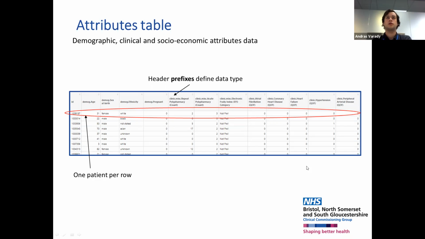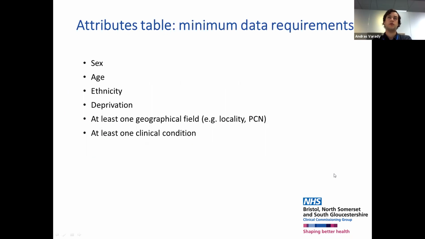We've tried to make this table as compact as possible, but the minimum data that we do need to include for the ExploreR to work is information about sex, age, ethnicity, deprivation, at least one geographical field, so this could be anything from PCNs to locality, and at least one clinical condition. For example, whether an individual has hypertension, had a stroke, etc.